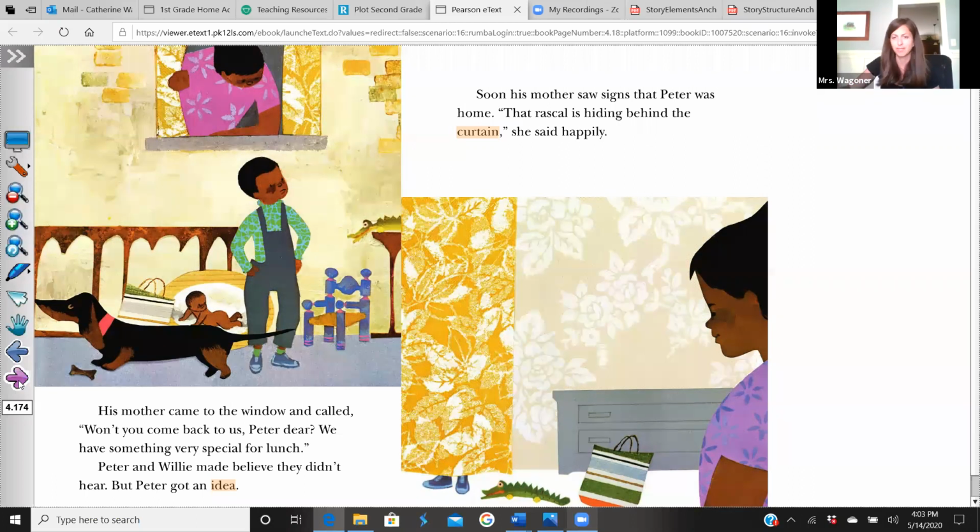Look at the picture. That's funny. Down at the bottom of the page where the alligator is. That's funny.